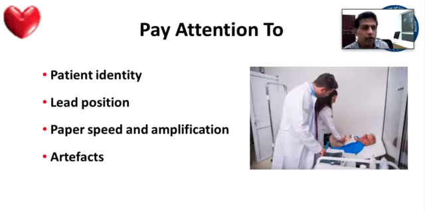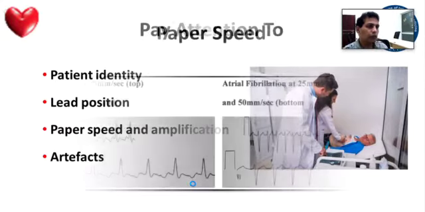And also sometimes there are many artifacts recorded at the time the ECG is taken. So you need to have some idea about the artifacts also, otherwise sometimes people get excited and scared and run to the hospital or to see a physician because of the same reason. So these are the 4 things that you have to pay attention to before you try to interpret the ECG.